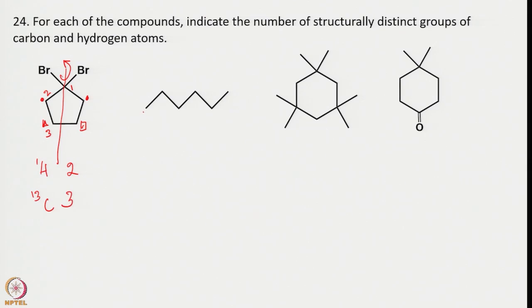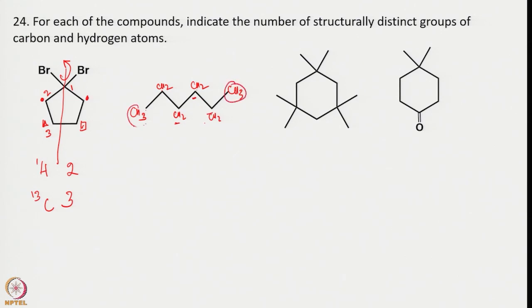Now we will look into this one. We have CH3, CH2, CH2, CH2. If you just look at this one, it appears like only 2 types of signals are there. That is not the case here. For example, this one is surrounded by 2 methylene groups, and this one is also surrounded by 2 methylene groups, whereas this one is surrounded by 1 methylene group and 1 methyl group, and the same thing is true for this one.